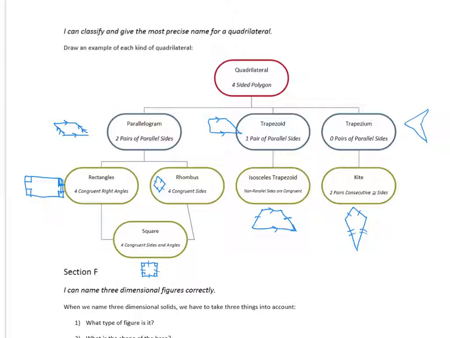So those are my types of quadrilaterals. If you don't know any of these, I suggest you come and talk to me about them because you need to be able to identify these on the spot all the time.